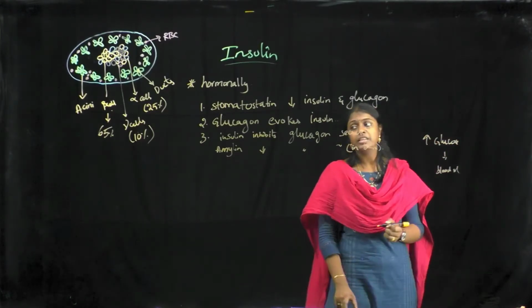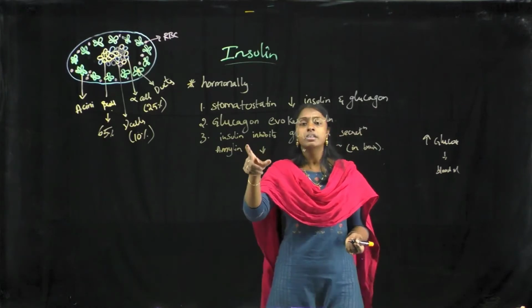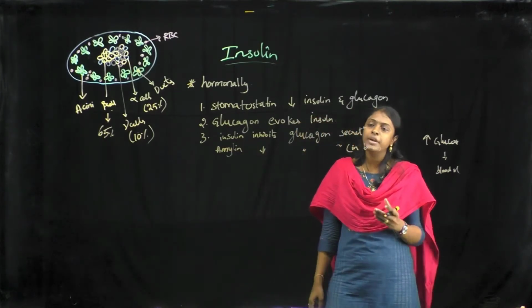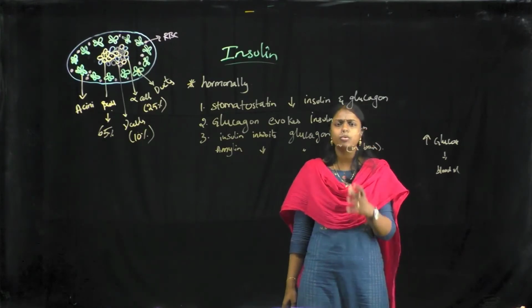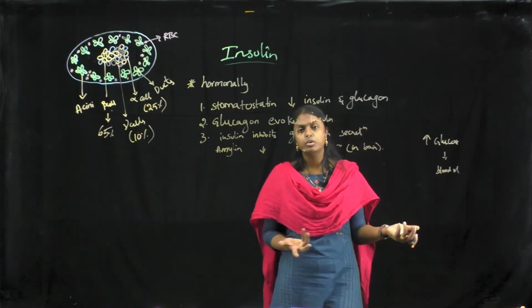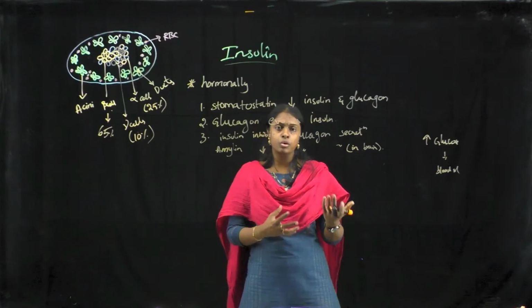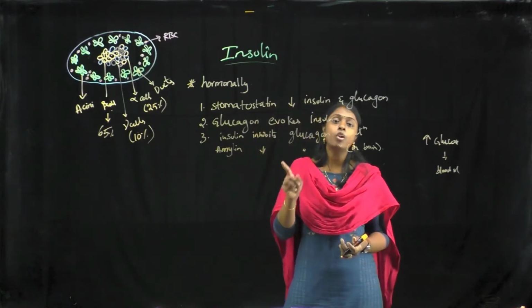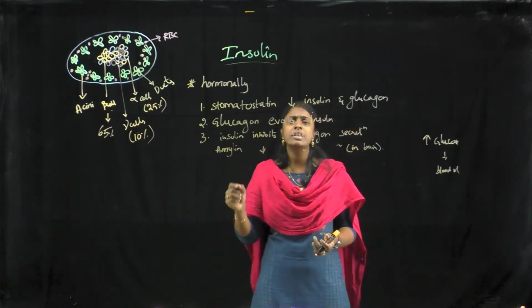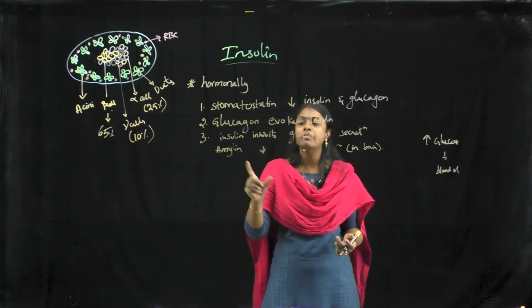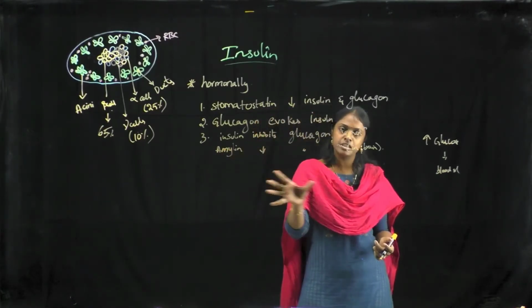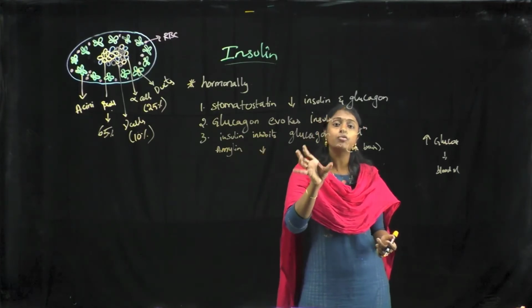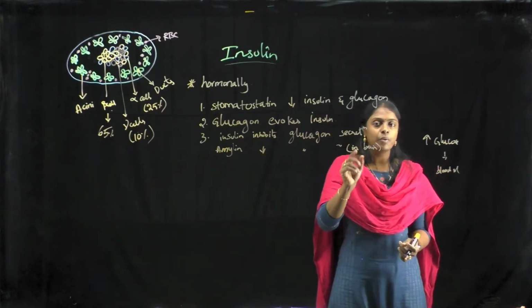Okay, that's the function. Let's see the third one: insulin will inhibit glucagon secretion. If it is inhibiting glucagon, it can store the glucose, right? Our beta cells, along with insulin, will be releasing a little amount of amylin. This amylin will also do the same function. It will inhibit the secretion of glucagon, but with the help of our brain.